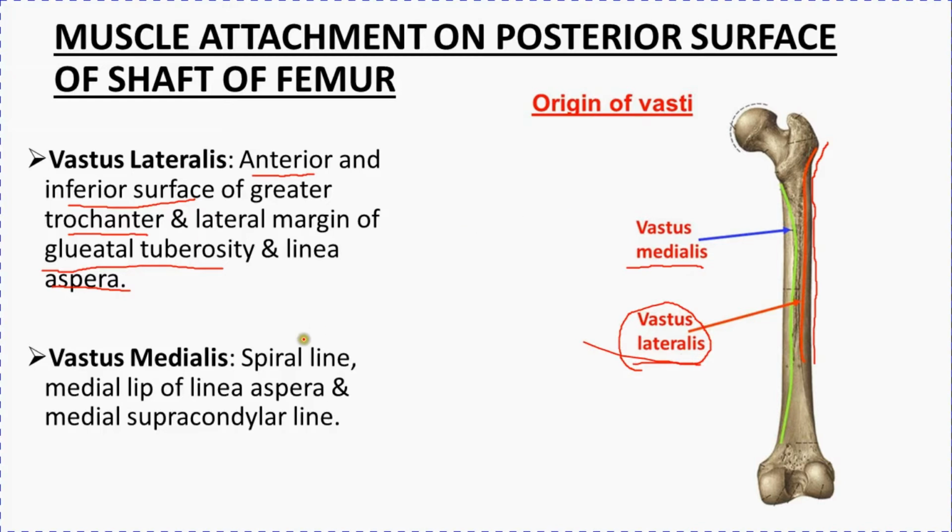The vastus medialis arises from the spiral line, the medial lip of the linea aspera, down up to the medial supracondylar line. Now look over here. This is vastus medialis and it is arising from the spiral line, the medial lip of the linea aspera, down up to the medial supracondylar line.